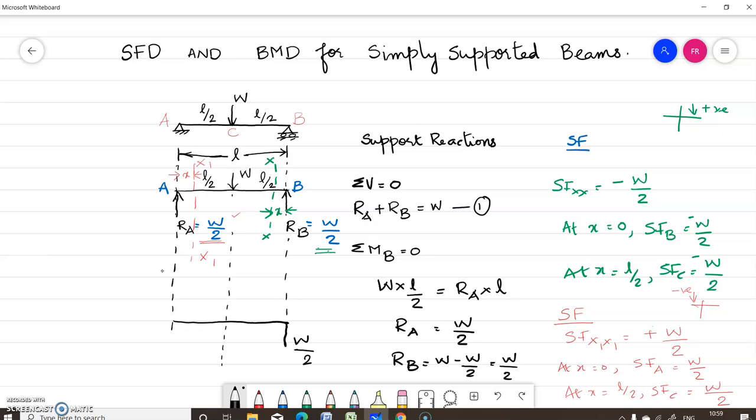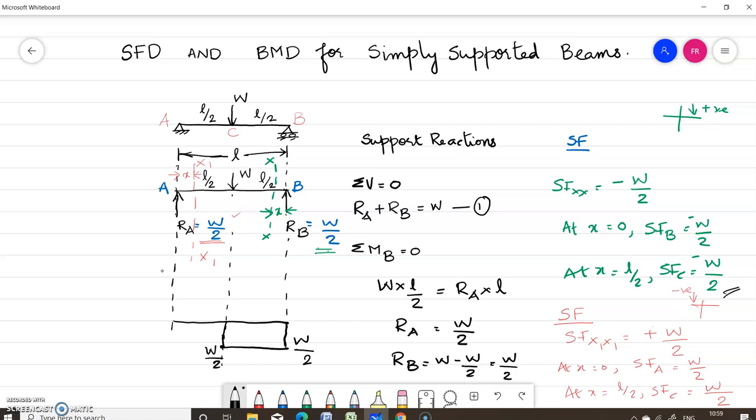Now what is the shear force at C, the center? It is again W by 2. So let us draw this point. This is again W by 2. Now we can join these 2 points. This is W by 2.